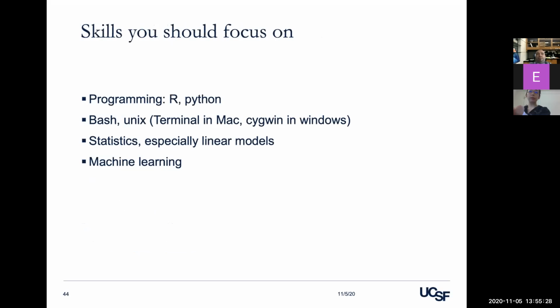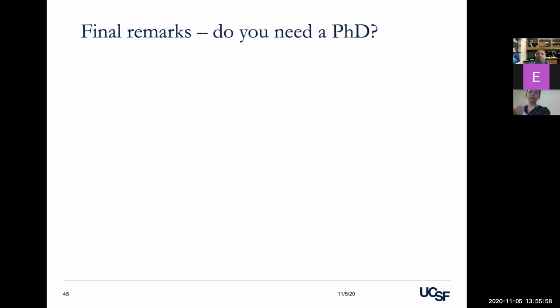And if you want to start brushing up on your skills, you'd probably want to learn a programming language like R or Python. You'd want to learn a language like Bash or Unix. You'd want to learn some statistics, statistical linear models especially, and then machine learning is everywhere. So that's something that you can look at also.